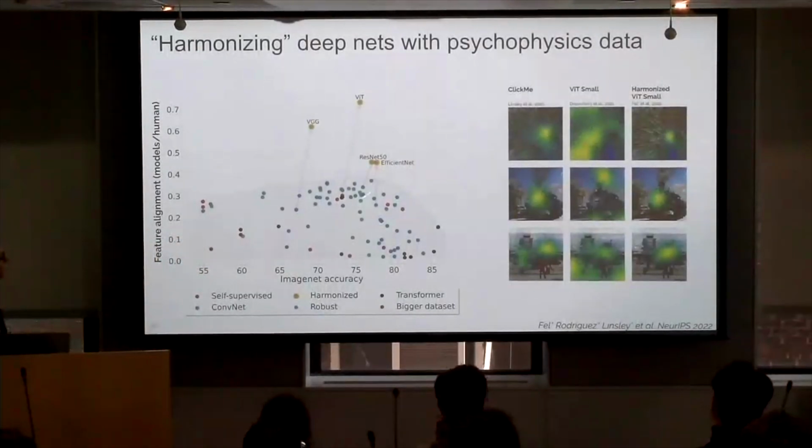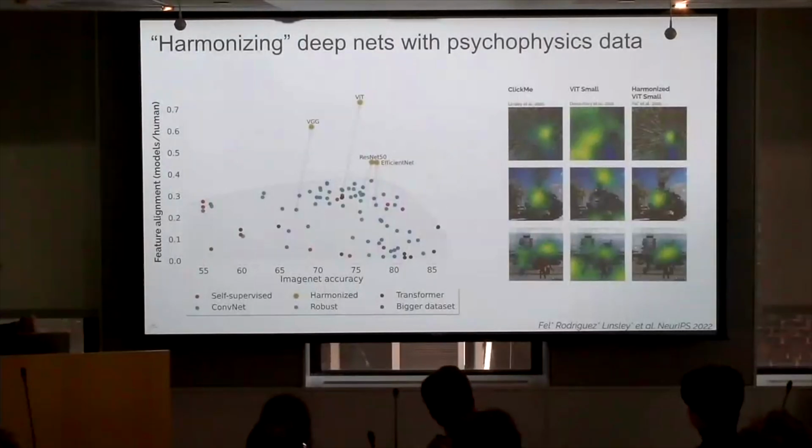As a side note, the interesting piece here is that I expected the harmonization to come at the cost of accuracy, which in most cases doesn't seem to happen. So there's not a very significant compromise between being human-like and being accurate on ImageNet classification.